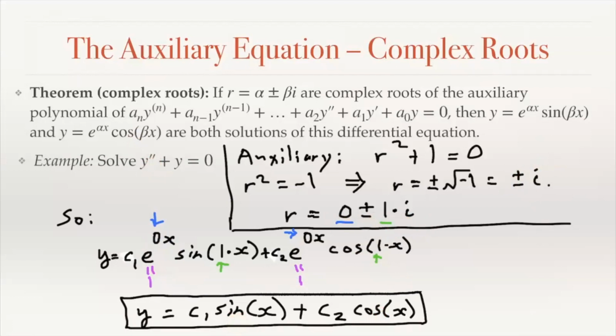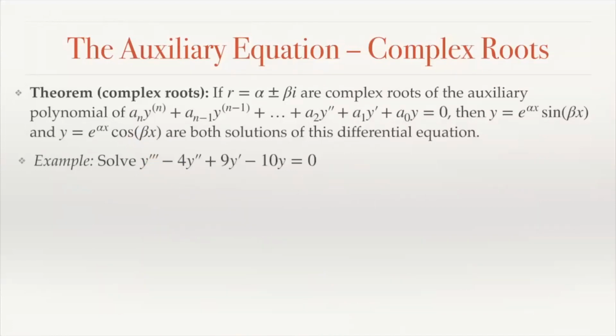And you can verify indeed that, for example, the second derivative of sine plus sine is 0, because the second derivative of sine is negative sine. So we have negative sine plus sine is 0. Same with cosine, and therefore any linear combination of them. Now, an auxiliary polynomial could have both complex and real roots.